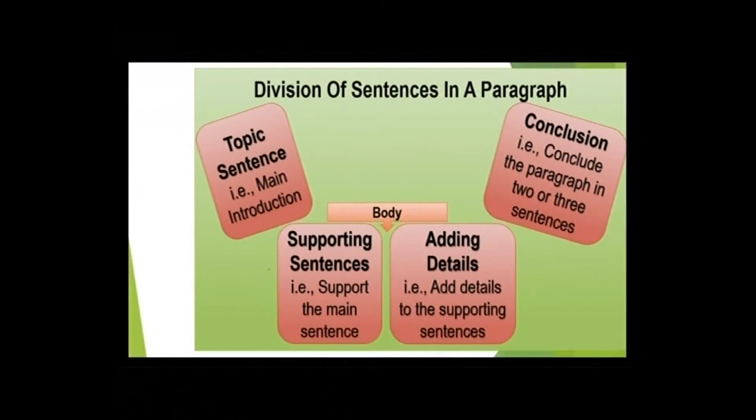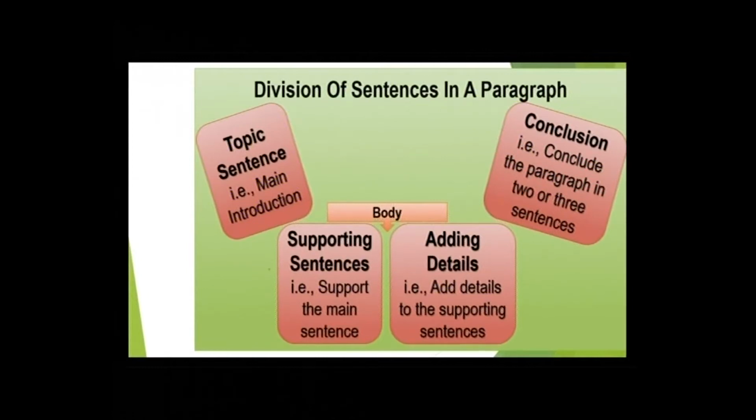Now, division of sentences in a paragraph. We write many sentences in a paragraph, but how do we divide those sentences? This is given here. First one is the topic sentence, and that is the main introduction of the topic. The topic sentence is the introduction of the idea or a given topic.